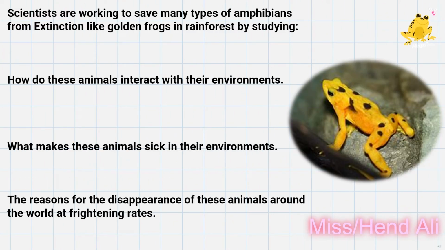Scientists are working to save many types of amphibians from extinction, like golden frogs in the rainforest, by studying the following. How do these animals interact with their environments? What makes these animals sick in their environments? The reasons for the disappearance of these animals around the world at frightening rates.